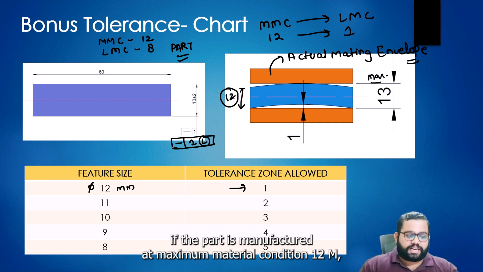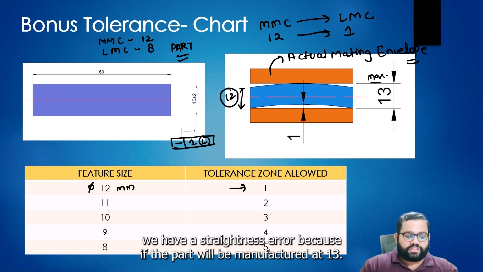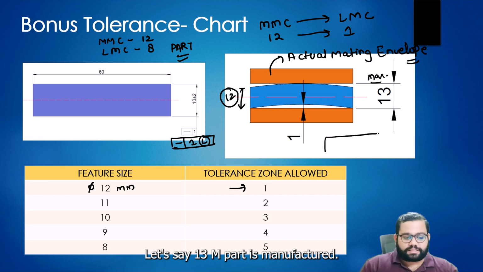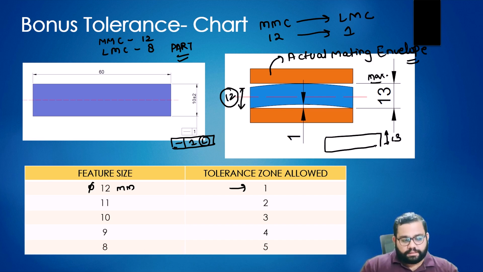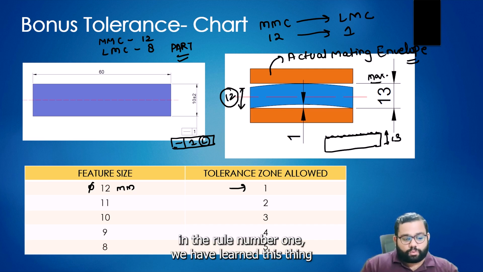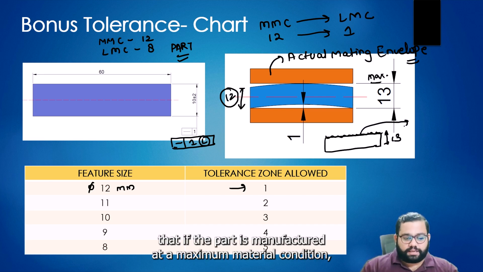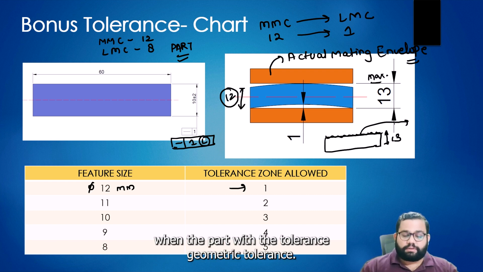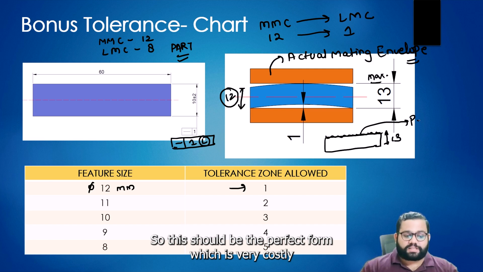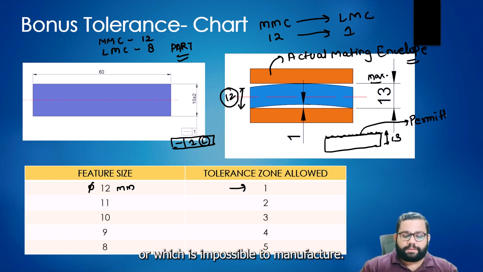If the part is manufactured at maximum material condition, 12 mm, we have straightness error, because if the part were manufactured at 13 mm, let's say, we would require the perfect form. In rule number 1 we have learned that if the part is manufactured at maximum material condition, with the geometric tolerance, it should be a perfect form, which is very costly or impossible to manufacture. So perfect form is required.